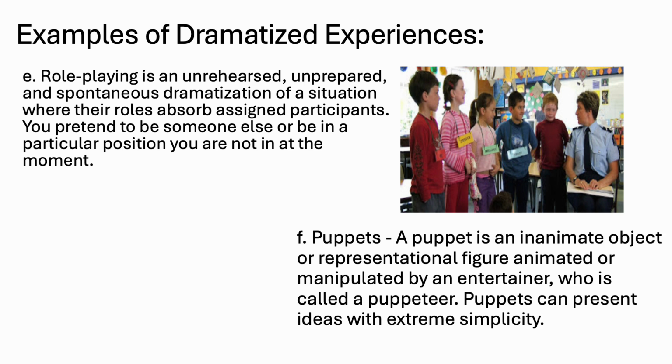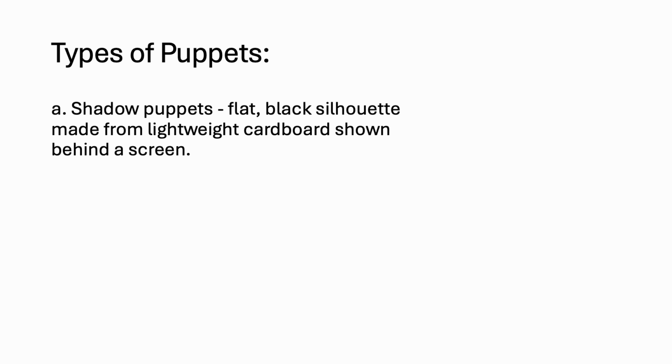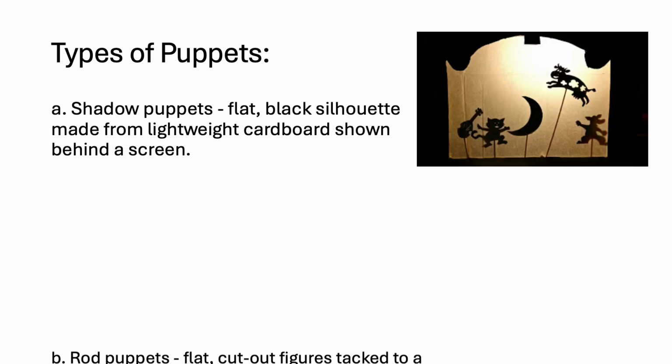Puppets are always very good to represent a figure or to represent a character. That's an example of puppets. There are different types of puppets, by the way. First, we have the shadow puppets. It is a flat black silhouette made from lightweight cardboard shown behind a screen. An example of this is our Agama Phenobra presenters.